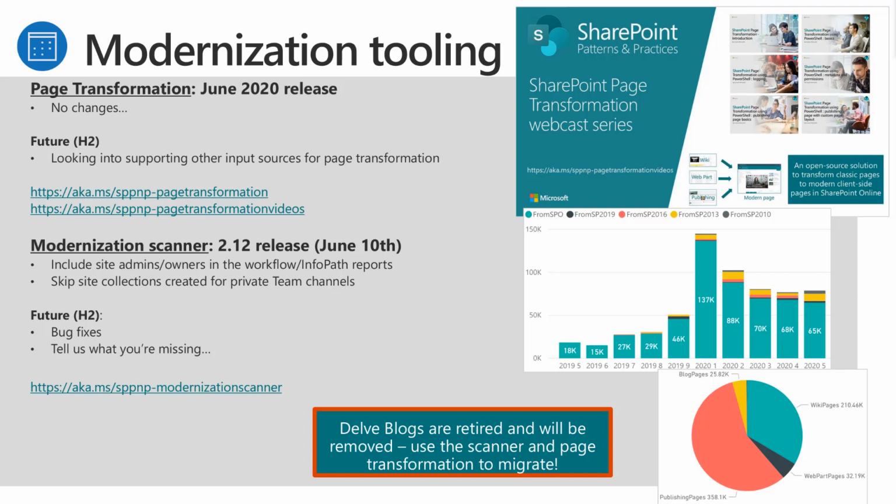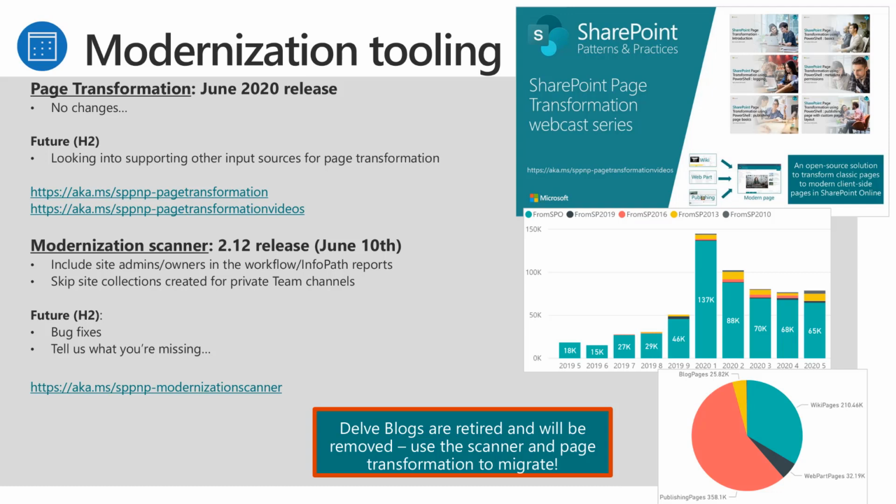For the scanner, we did release 2.12 yesterday, or the day before, which has some improvements around workflow and InfoPath reports. And a new thing is, when you create private channels and teams, you get site collections. There can be a ton of them, and they should not be scanned because they are modern, they're ready, nothing to do. You don't want to update those, so we skip those. I think it's kind of a maintenance release actually, the 2.12. From a usage perspective, pretty stable usage.